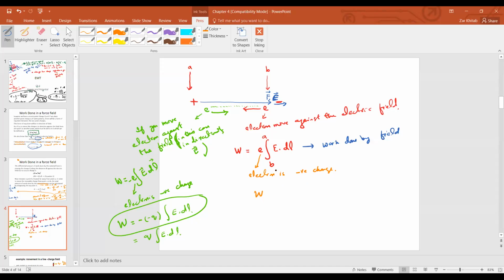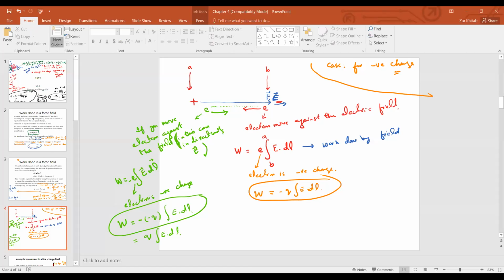constraint. Now look here. The electron is a negative charge, right? You know that E dot dl. Okay, so we have this situation. This is the case for negative charge. Now let's try to see the same thing for positive charge.